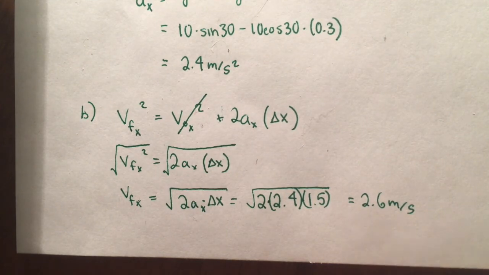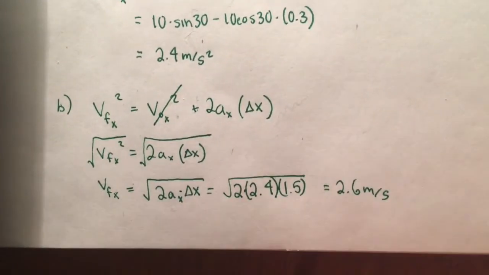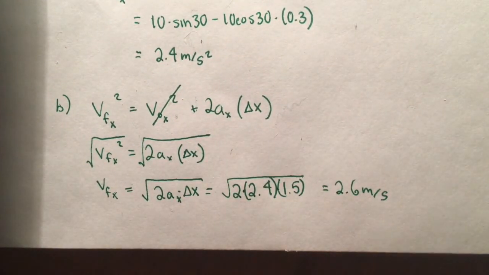The speed is positive, because it's moving along our positive x-axis. That makes sense. 2.6 meters per second is a reasonable number. It's not like 3 million. If you got 3 million, I would recheck your work. That looks good to me.